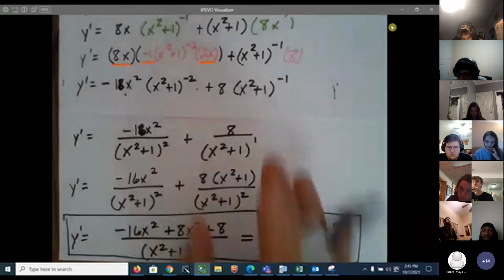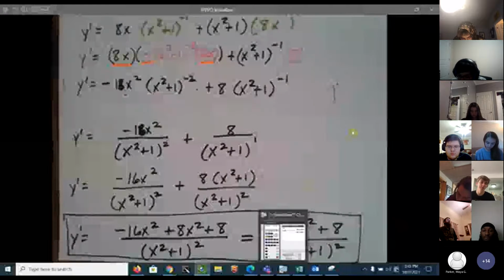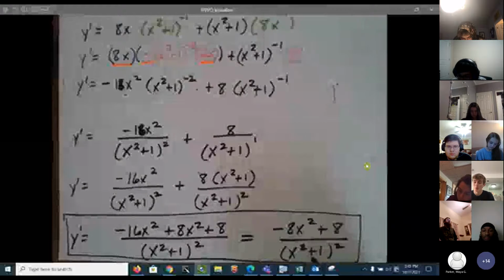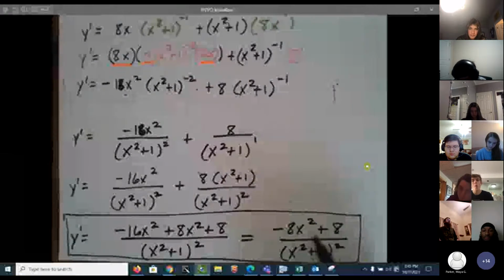Okay. I thought that's what they were wanting, because the way the question is worded, I thought they were just wanting the derivative. That's not what they're wanting. That's the first part. This is the equation for the tangent line.